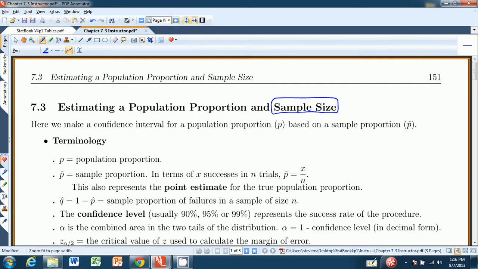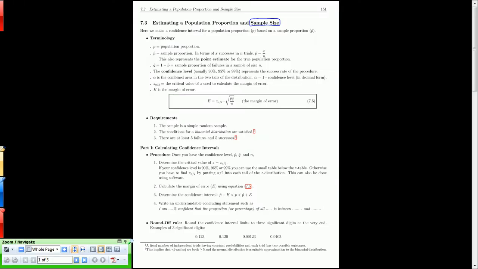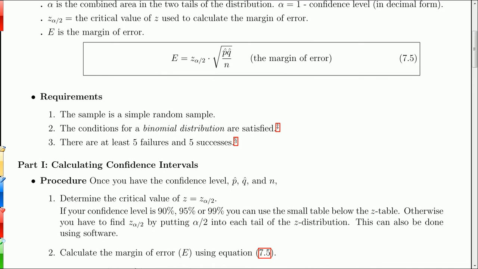I'm going to put this into full screen mode and full width. Okay.